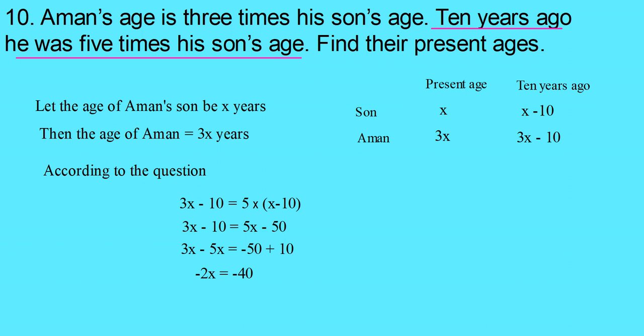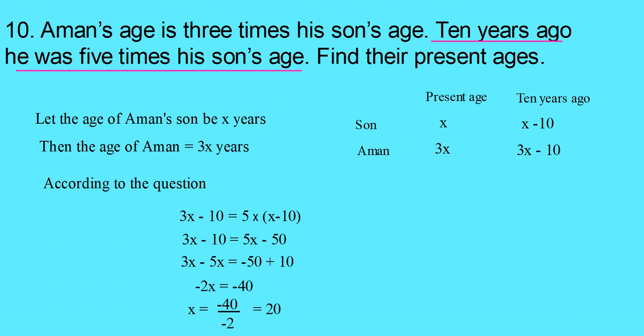So how can you get the value of x? Yes, you transpose minus 2 to the other side. The other side will become minus 40 by minus 2. That is x is equal to minus 40 by minus 2. Both are negative, so the answer sign will be positive. 40 by 2 is 20. So x is equal to 20.